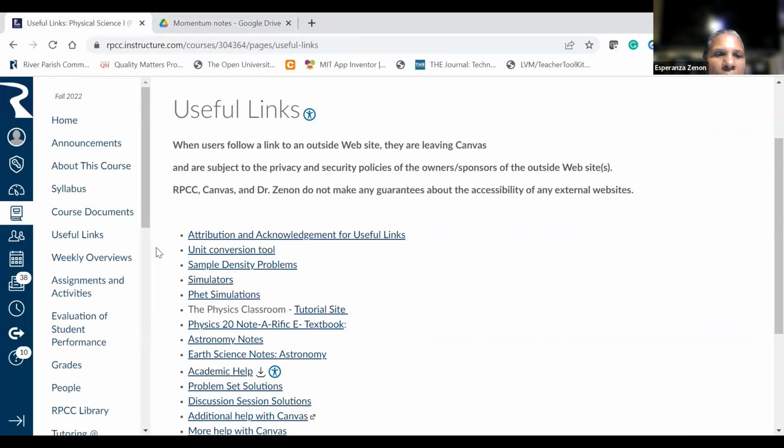All right. So again, you can use the visualizing collisions, or you can go in the simulators link and click on the one that says elastic and inelastic collisions. All right.